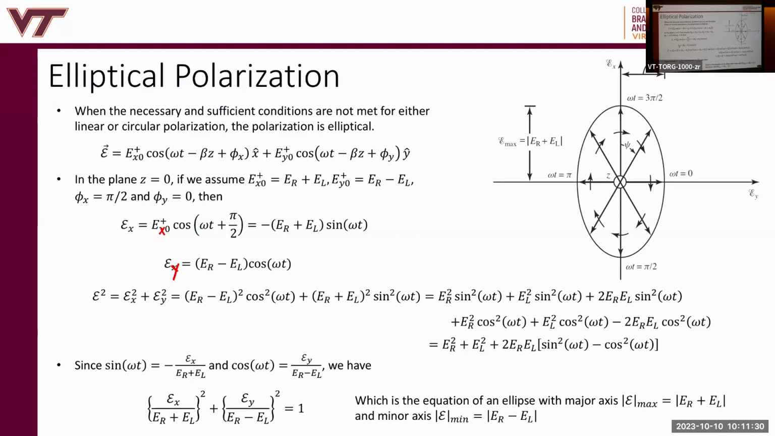Is it accurate to consider CP and LP to be special cases of elliptical? It is very accurate. Yes, that is correct. The elliptical polarization is the most general, right? All these numbers are different. They can be anything: phi y, phi x, EX naught, and EY naught. If you specialize those to particular cases, then you get CP and LP. So this is the general case.